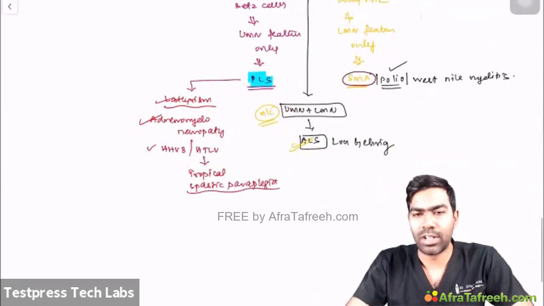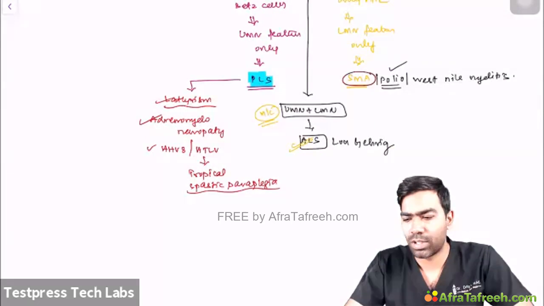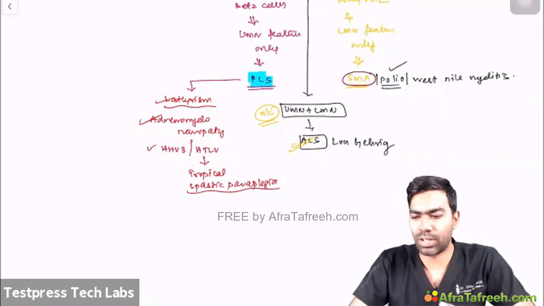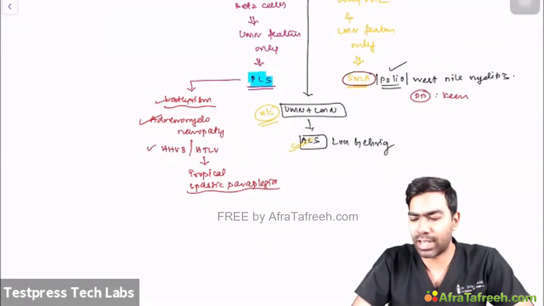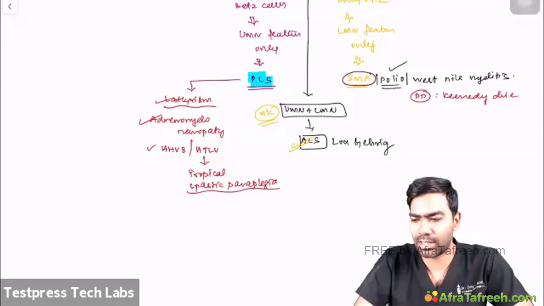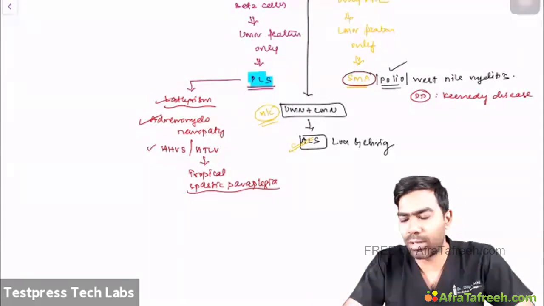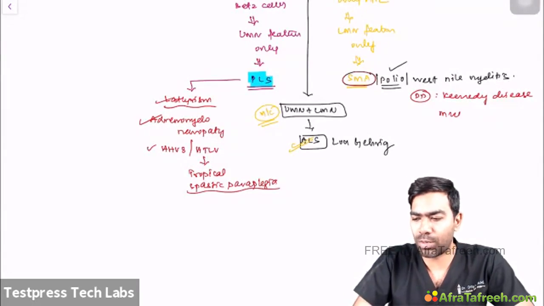As far as spinal muscular atrophy is concerned, you have poliomyelitis, you have West Nile myelitis, then you have other disorders also. For example, another DD that you can remember is Kennedy disease. I'm going to discuss Kennedy disease in some time. That's called X-linked bulbospinal atrophy, Kennedy disease. And then we have multifocal motor neuropathy. These are differential diagnoses.